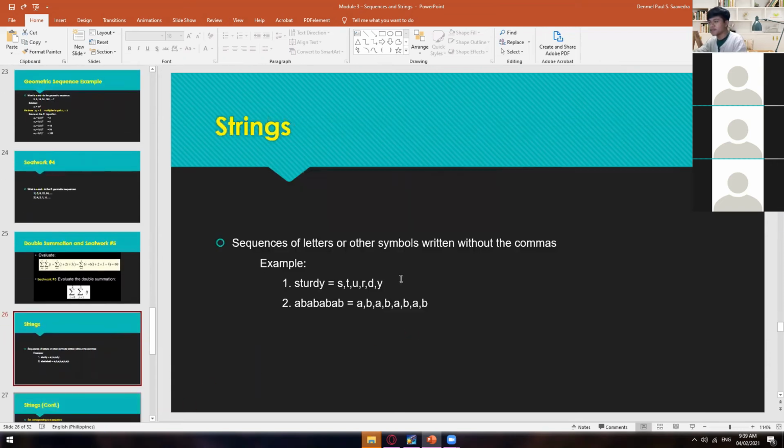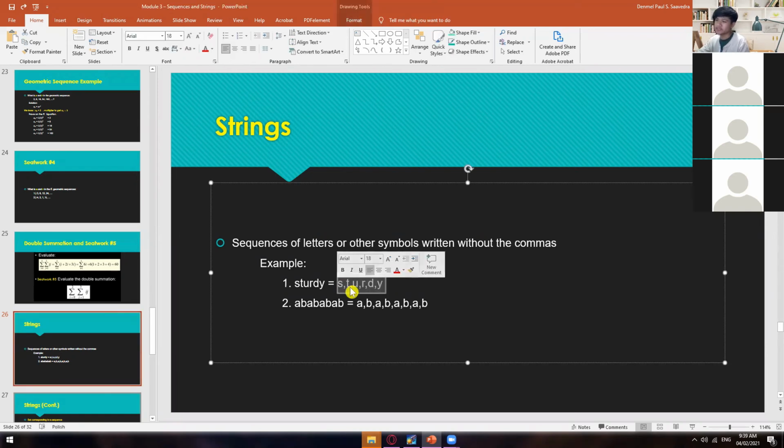All right. So let's now proceed to the last topic, which is strings. This one is a sequence of letters or other symbols written without the commas. It is the way to get the sequence into a certain word or a certain letter. For example, we have this sequence S, T, U, R, D, Y. The string of that one is STURDY, just simply removing the comma.